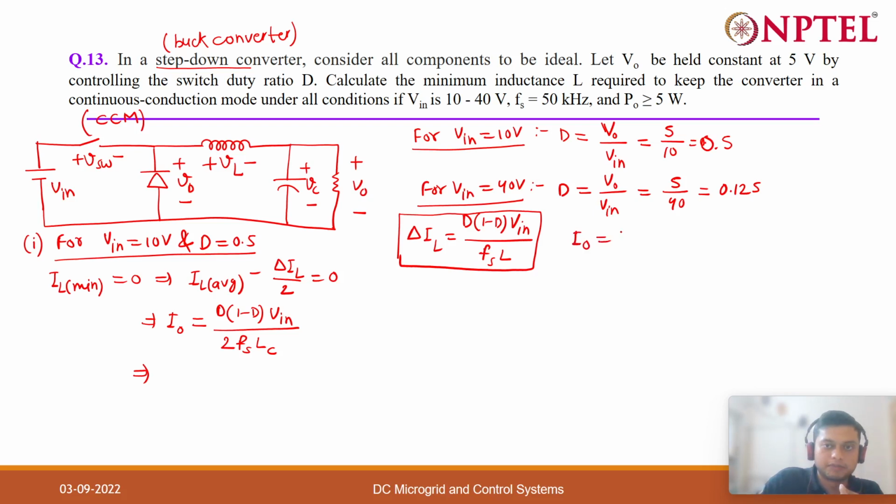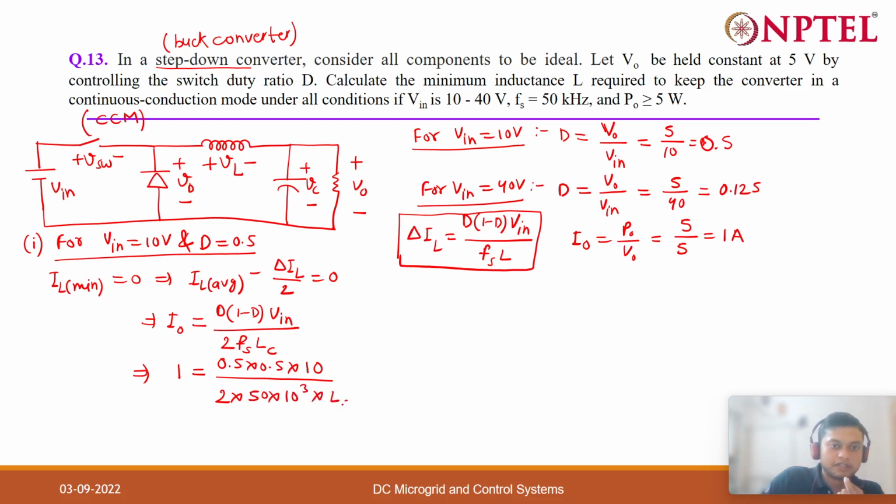So from here you can also find out I naught. I naught will be P naught divided by V naught. We are given minimum P naught as 5 watt and V naught as 5 volt, so it comes out to be 1 ampere. So 1 ampere, D is 0.5 into 0.5, V in is given as 10 volt, and switching frequency is 50 kilohertz. We can get the value of LC. So LC from this equation comes out to be 25 microhenry.